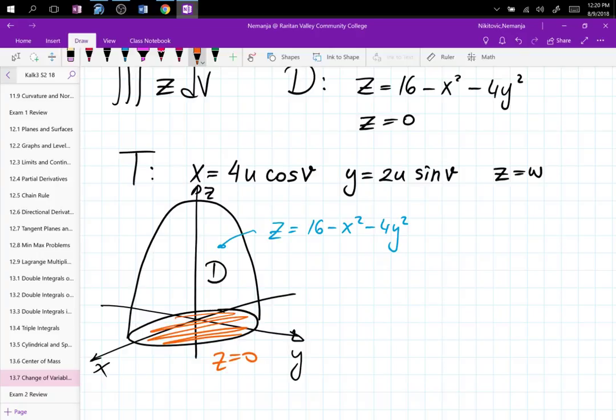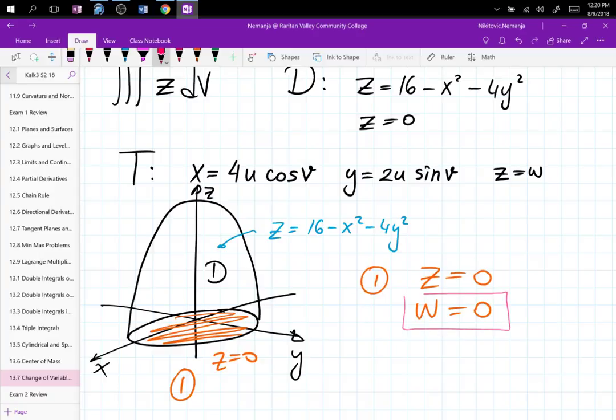Alright, so now we have 16 minus x squared minus 4y squared. We have to transform that, and we have functions that we plug in. That's our transformation. So let's go with the easy one, which is number 1. That's the floor. Z equals 0. So number 1, z equals 0. Since z is w, w equals 0, and we are done. I'm going to box that equation. Nice.